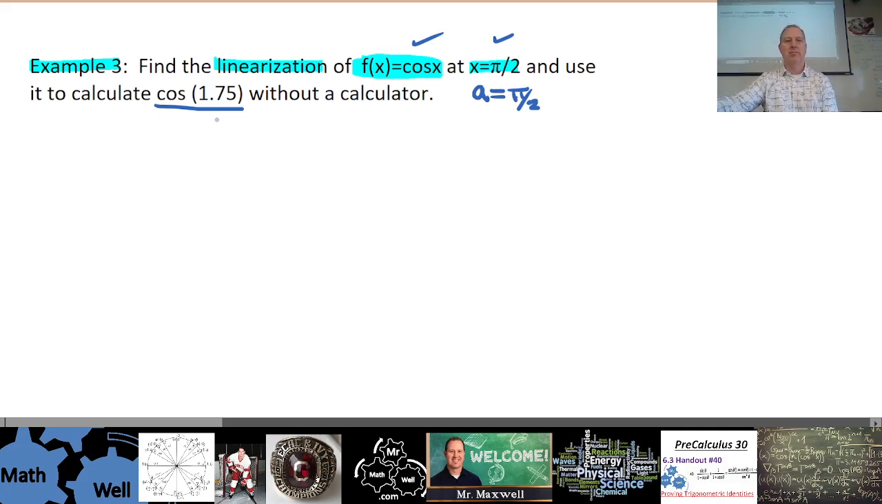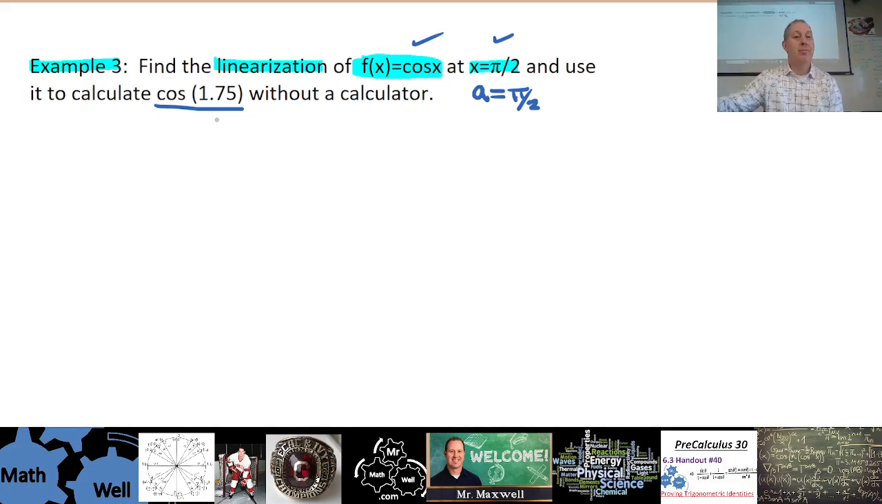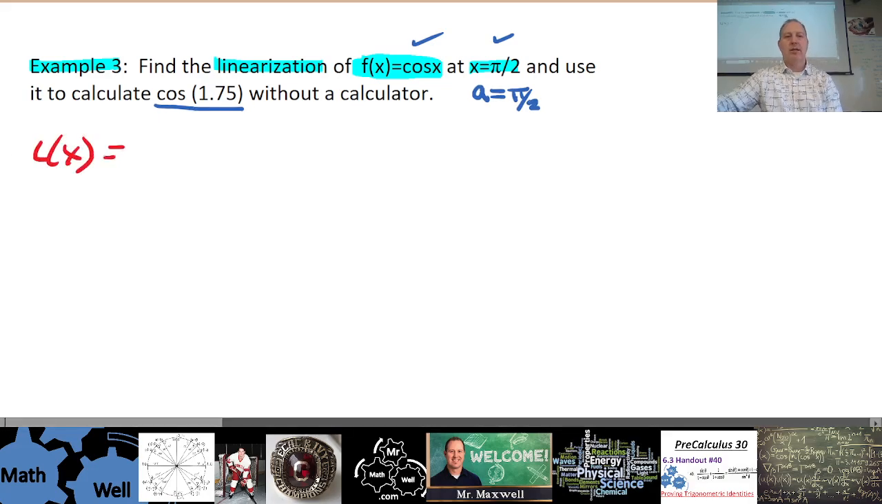That's going to be nearly impossible, right? You wouldn't calculate it exactly, but we're going to approximate it. So it seems like if we break it down into pieces, we're going to be able to determine these pieces without a calculator and then put them together for our approximation. So let's give this one a try. Okay, so our formula, L of x equals f of a plus f prime of a times x minus a.